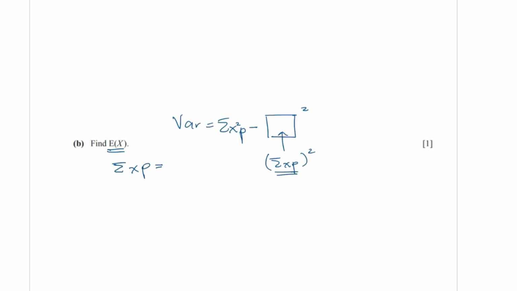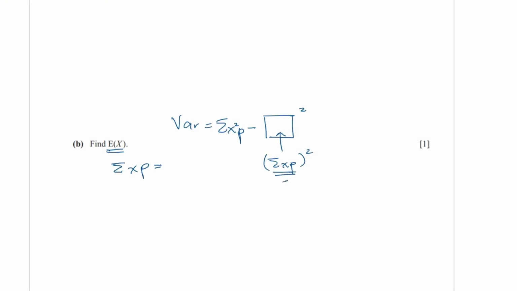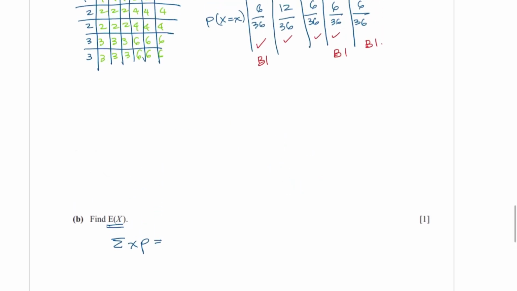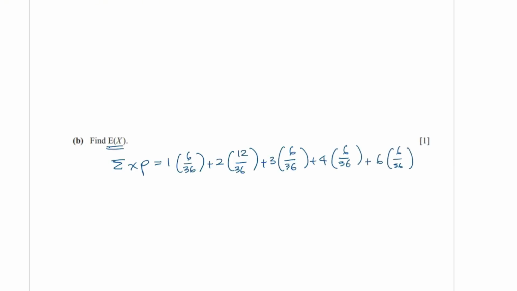Now this part, I did mention on the first question, is just your EX or your expectation of x. So how do you do this? You're doing this by just multiplying each value of x by the probability. So you're going to have 1 times 6 over 36 and then 2 times 12 over 36 and then 3 times 6 over 36 and then 4 times 6 over 36 and then 6 times 6 over 36. Computing this is just a one mark question. You should be getting 3.